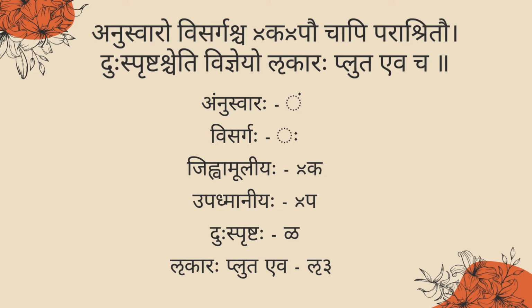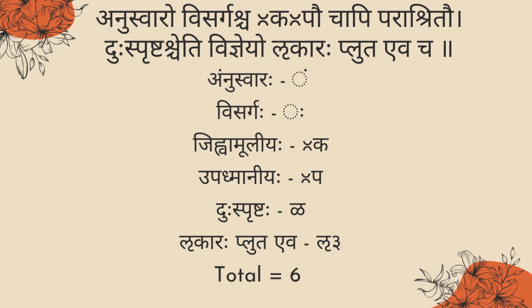Dusprishtaha refers to the La sound, which is only in the Vaidika Samskritam and that too in Rigveda. And then Likaraha Pluta Eva, it says. That is, the Likara does not have a Dirgha at all, but we can consider that it has a Pluta. So if we take that into account, totally now we have 6 more sounds.